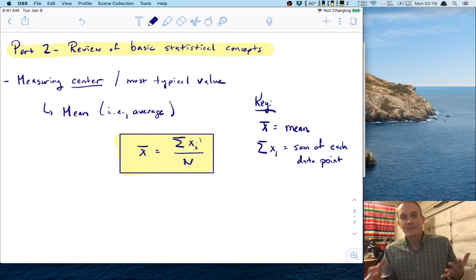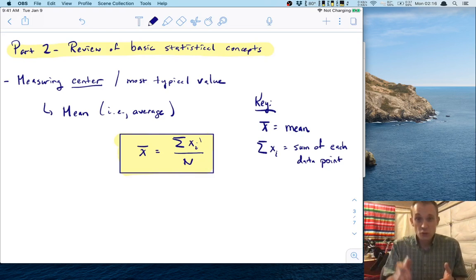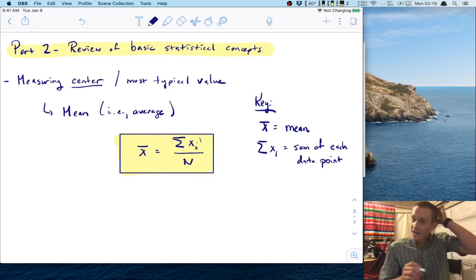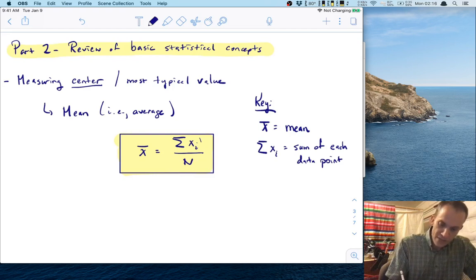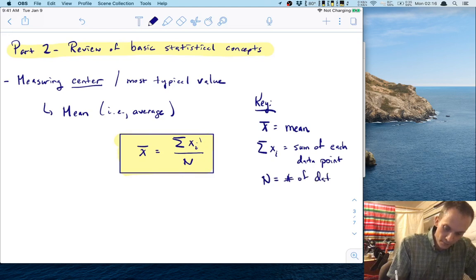So if you've got like 5 data points, you would call those x1, x2, x3, up to x5. And this is a shorthand that says add those all up. Take the sum of each of those data points. And then take that sum and divide it by n. n is simply the number of data points.